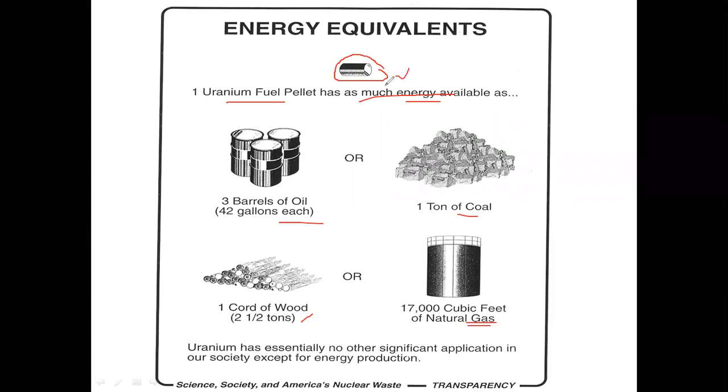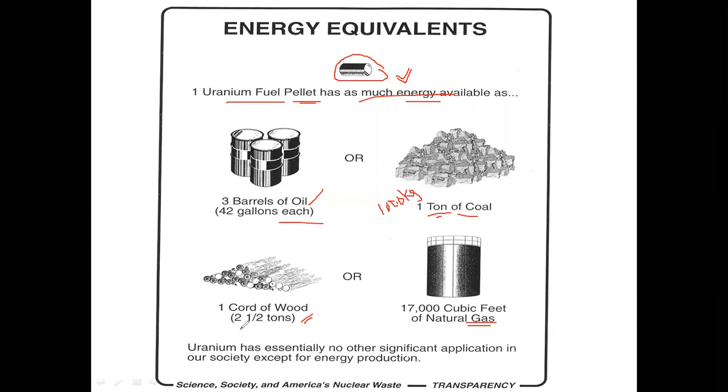One pellet's energy is equivalent to 3 barrels of oil. The same in the thermal power plant requires 1 ton of coal. 1 ton means 1000 kg, so 1000 kg of fuel is required in the thermal power plant for the power equivalent to 1 pellet in the nuclear power plant. If using wood, 1 cord of wood is required.